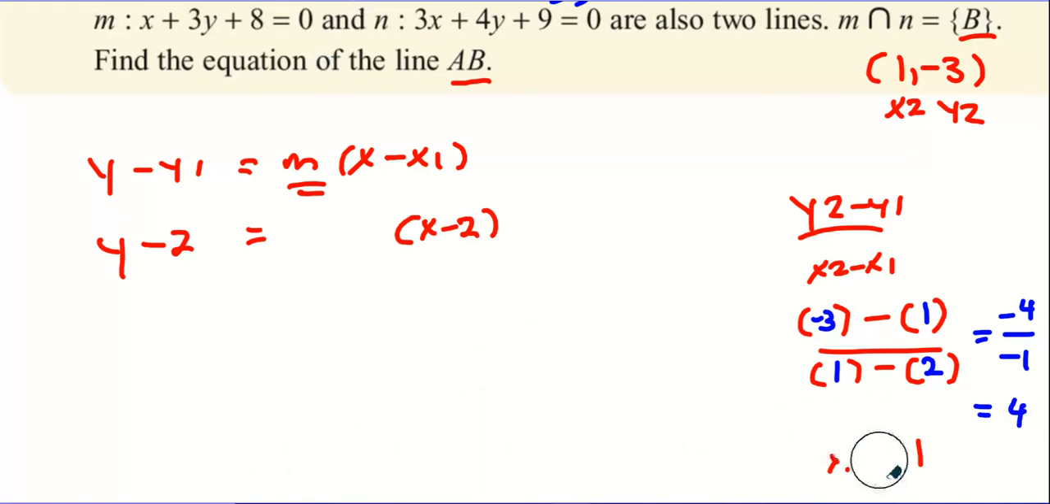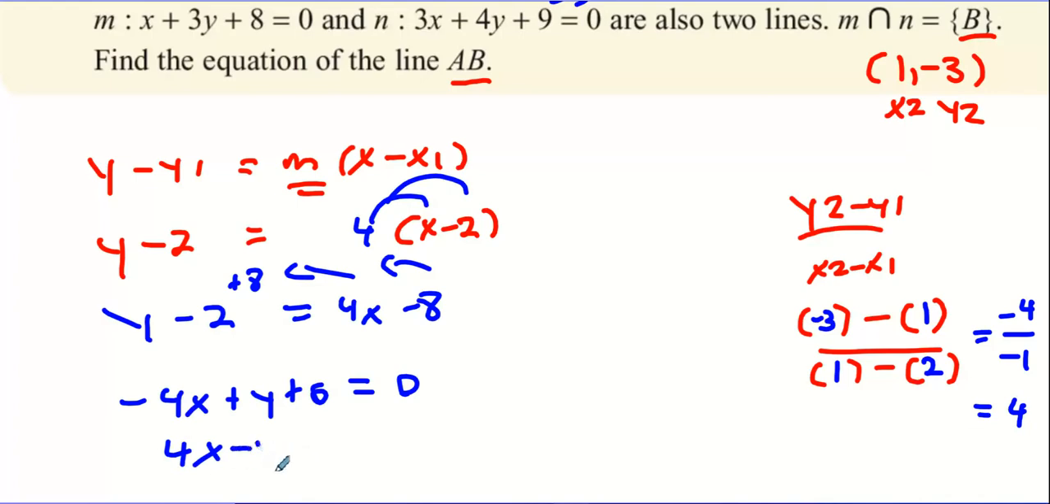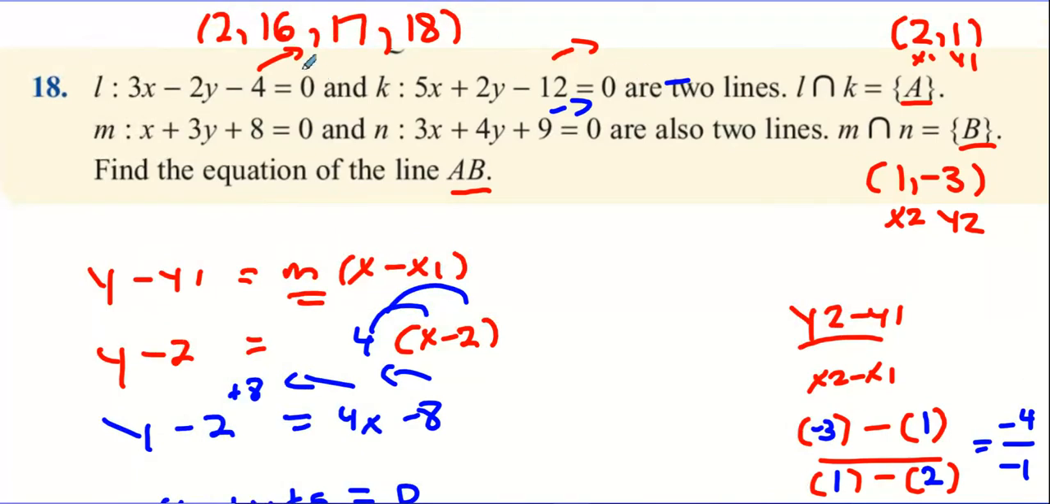And once the slope equals 4, what we can say next is that we can put in a 4 here. Multiply it in. We get 4x minus 8 equals y take away 2. Minus 4x plus y. And minus 2 plus 8 is plus 6 equals 0. Multiply both sides by minus 1. And there you go. So that's 2, 16, 17, 18.